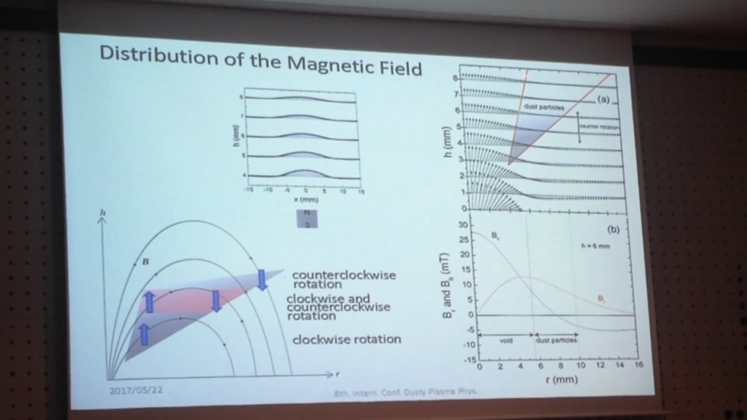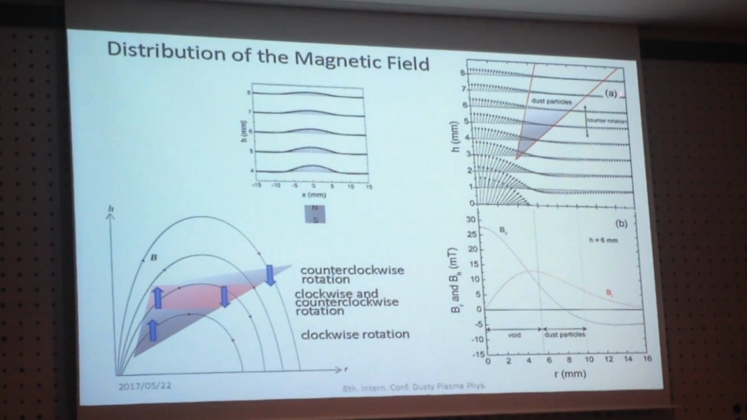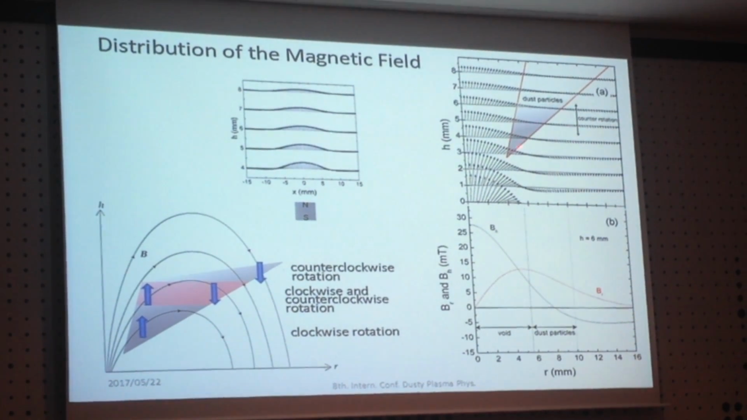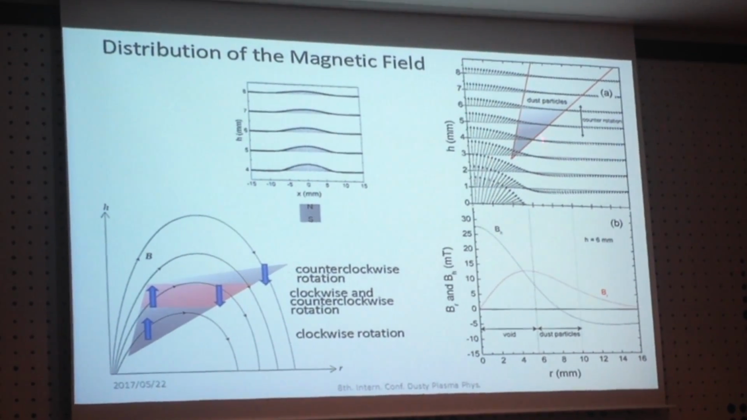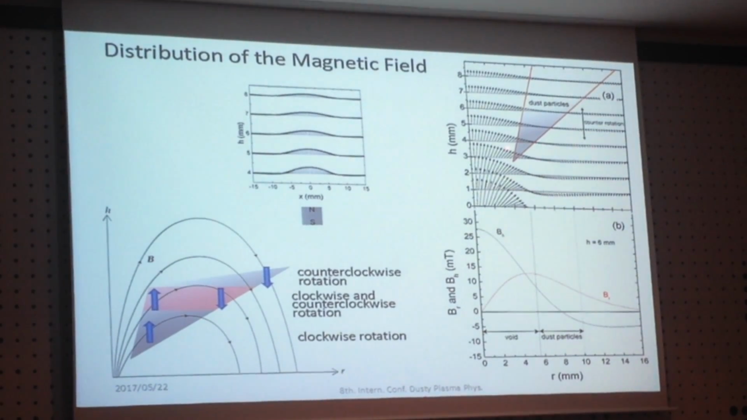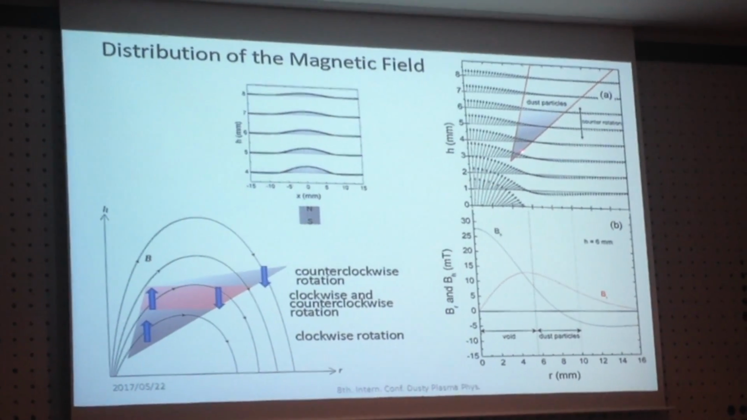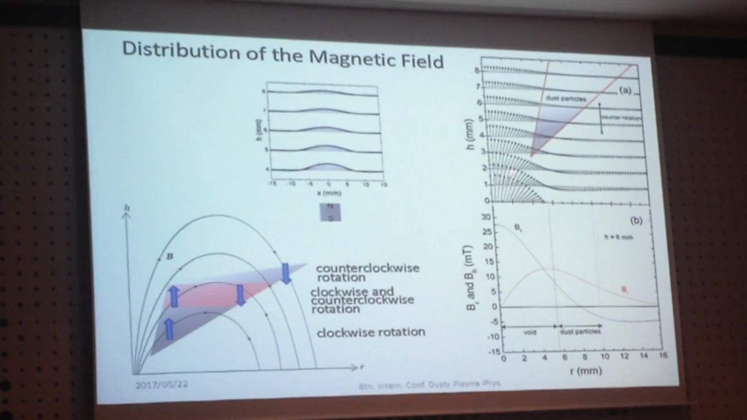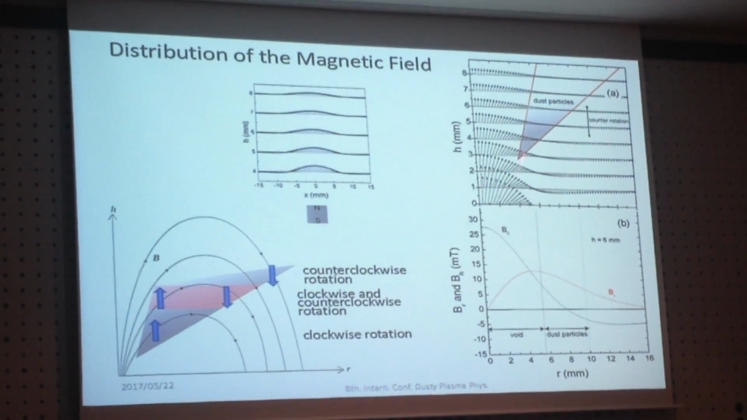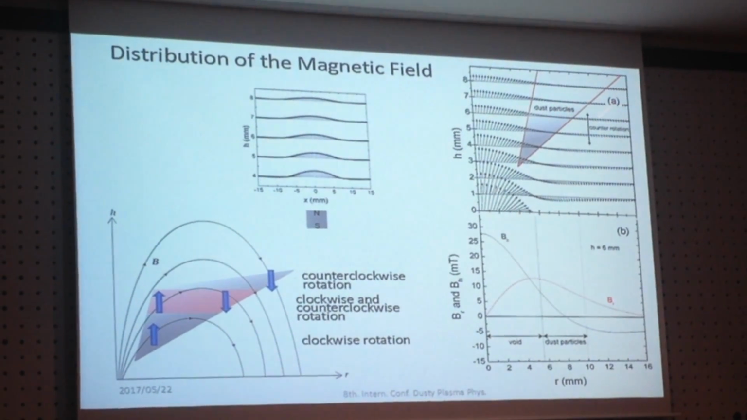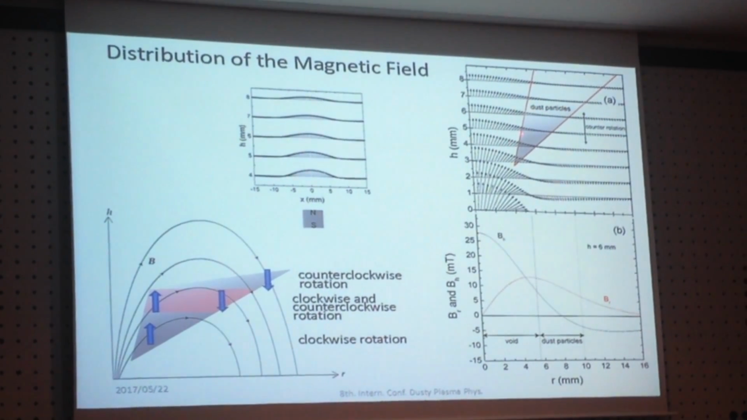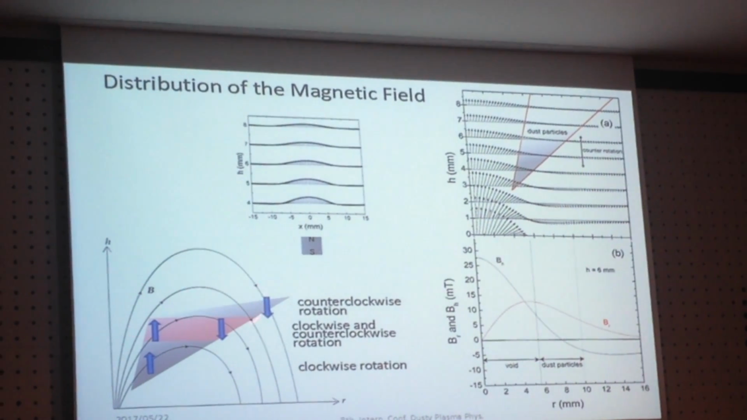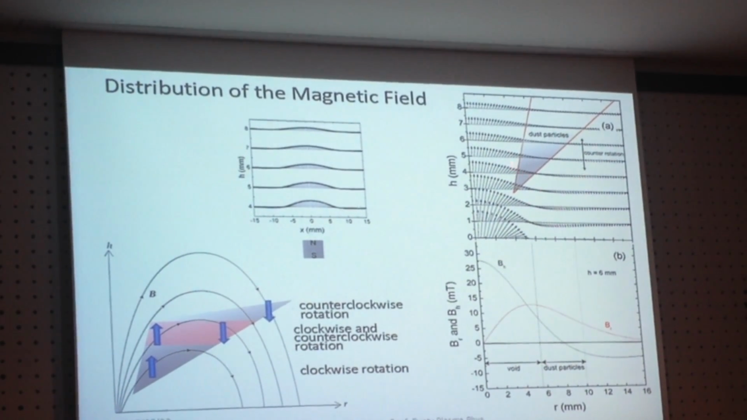When I put the dust distribution on the magnetic field distribution, it looks like this. In the lower part, the magnetic field is directed only one way, but around here, the magnetic field is directed upward in one place and downward in another. This is a schematic drawing of the magnetic field direction.